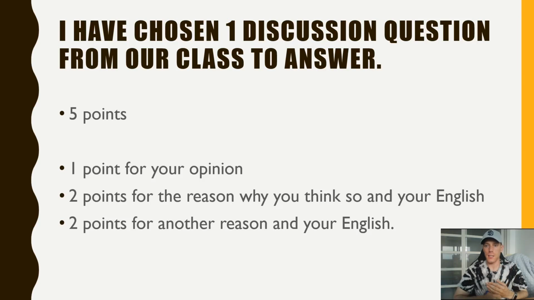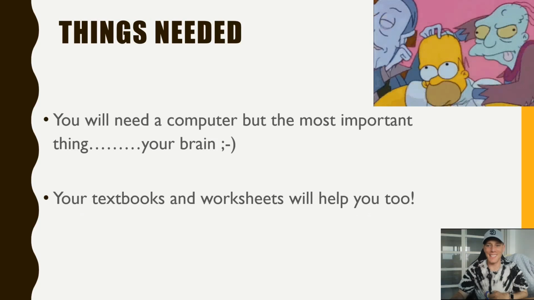The best answers, which I hope all of you can get, will be when you tell me why. So remember, you get 2 points for giving me the reason why and just explaining a little bit. And again, 2 points for the reason and explaining. So you'd write down your opinion, give me a reason and just explain it a little bit, and then give me another reason and explain it a little bit. And that will be 5 points. So the total for this test is 30 points.